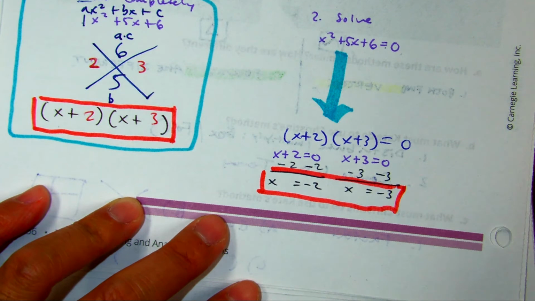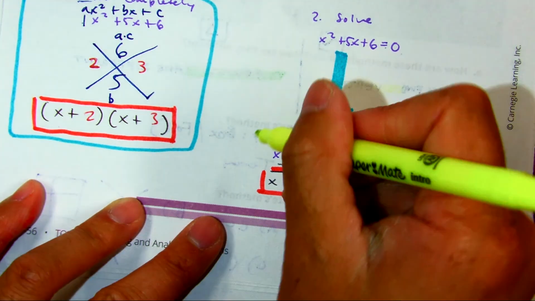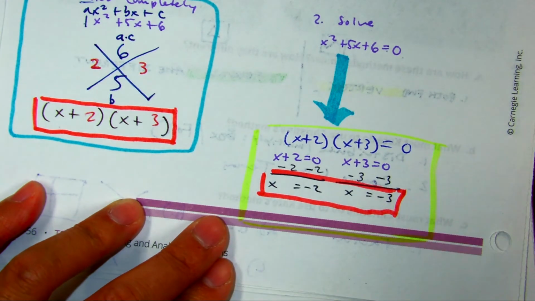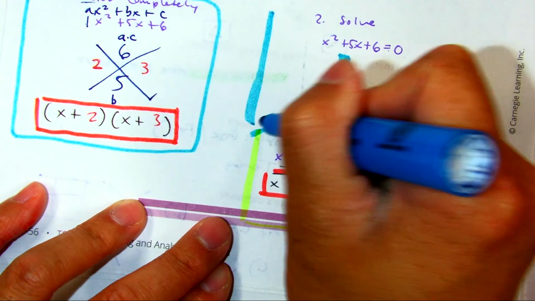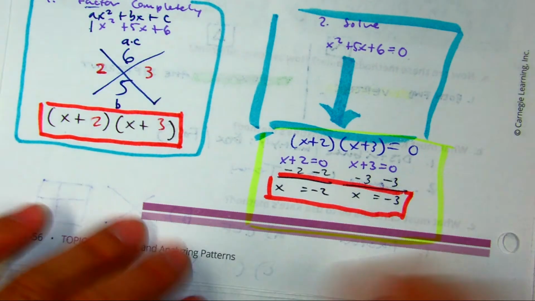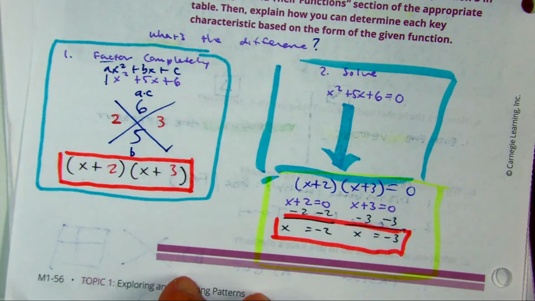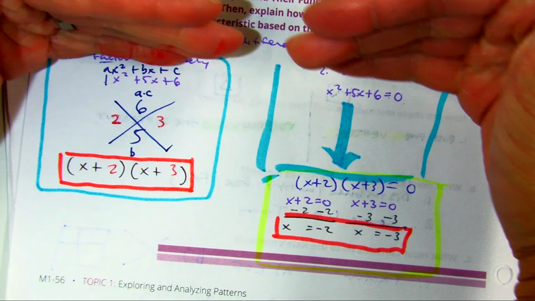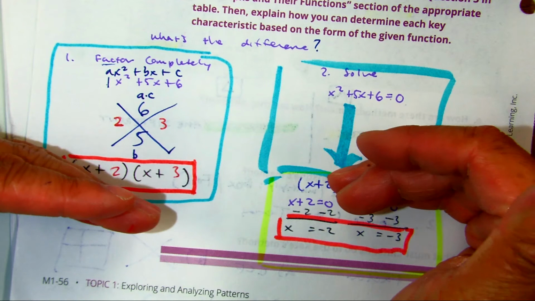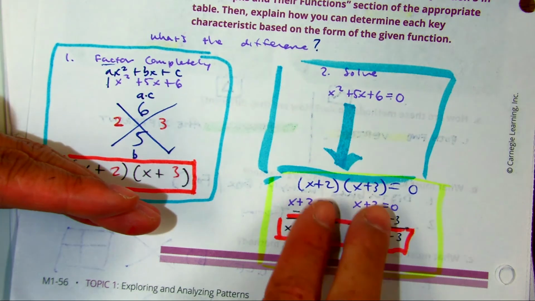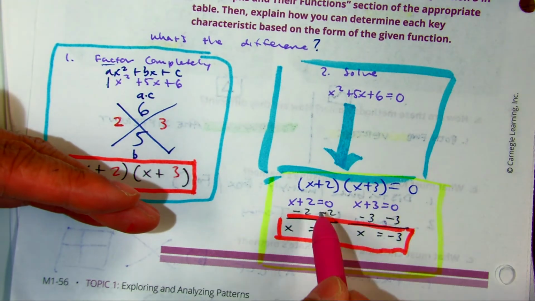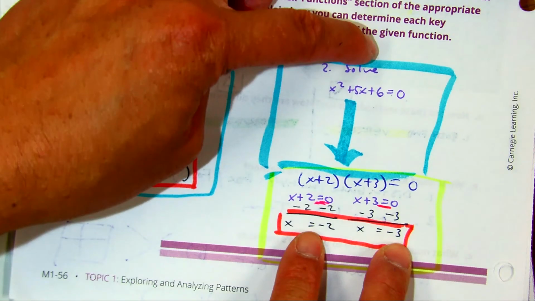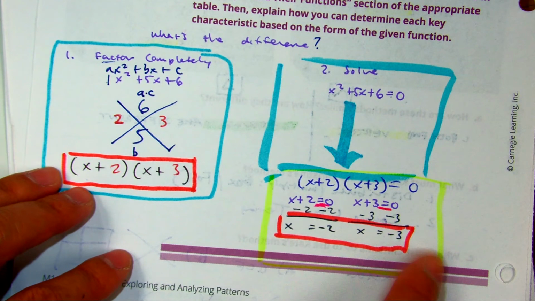Okay, so let me try to make this very visual. I asked you to do 2 problems. In both problems, you're actually going to do the blue part. You're going to factor. The only difference is on the solve side, you have to do what? Set it equal to 0. Notice the difference. It says solve. Solve means get x by itself. X equals negative 2, x equals negative 3.